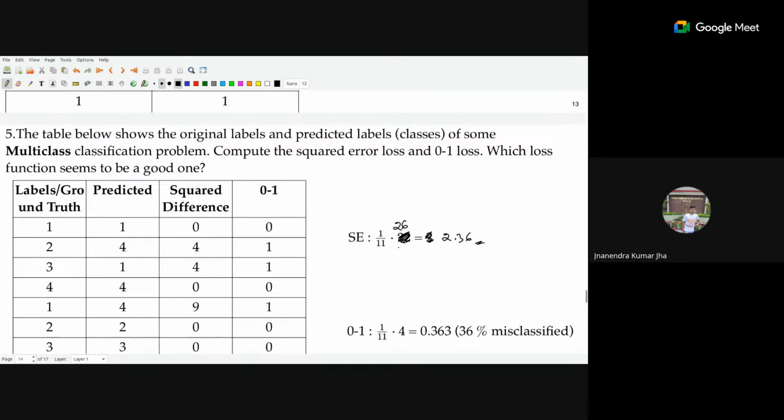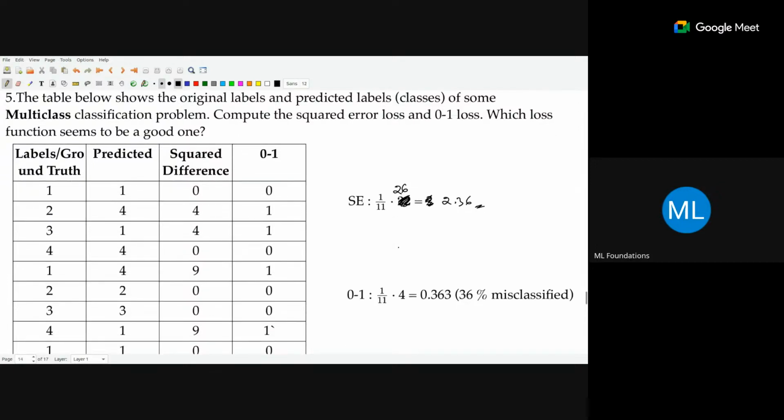0, 1, because of the problem. These are just the labels. This is a classification problem, and if you are looking at the squared error loss, you are getting 2.36. What will you infer from that? 2.36: the actual label is 2, but predicted 4.